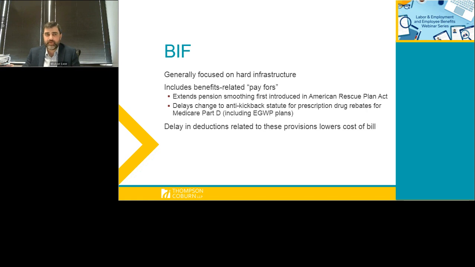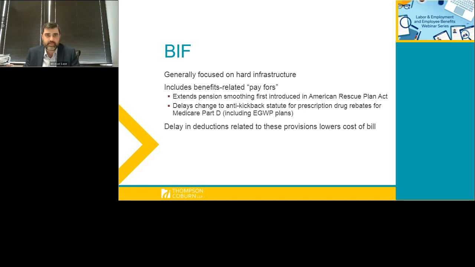The infrastructure bill is generally focused on hard infrastructure, roads, bridges, etc., but it includes a couple of benefits-related pay-for items that are intended to reduce the cost of the program, raise revenue to help pay for the infrastructure bill. One of those was extending the pension smoothing that was first introduced in the American Rescue Plan Act, so that would impact defined benefit plan sponsors, give you additional time to make contributions and smooth out investment losses.